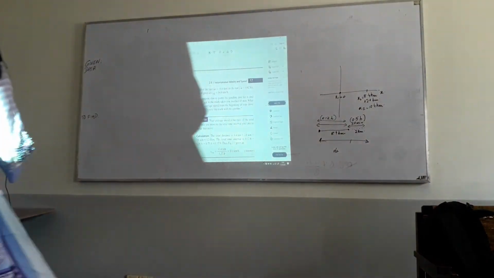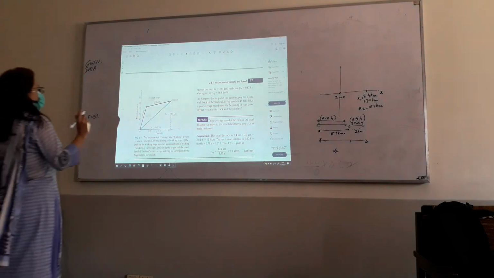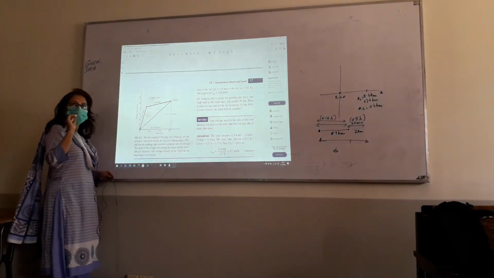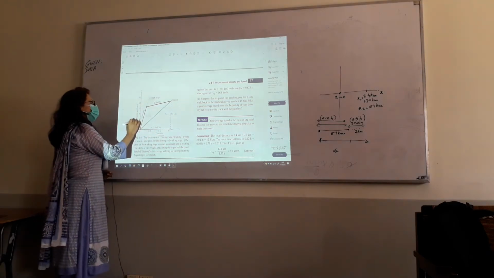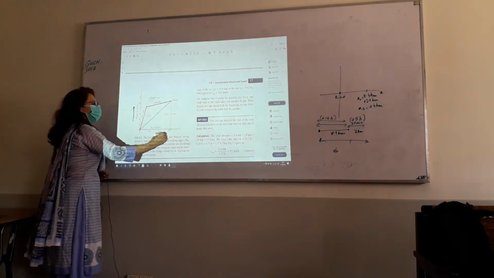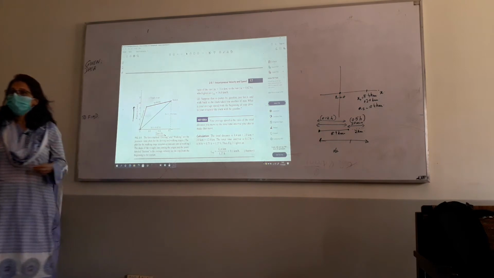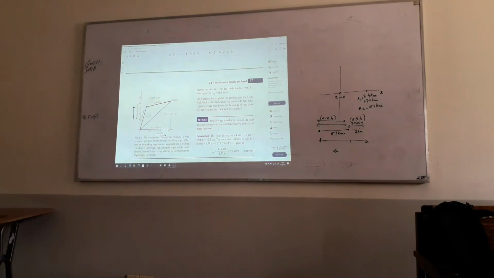Okay, so we can see the graph. The graph is between, again, the first step and the most important step is to understand what's along the x-axis and what's along the y-axis. Okay, so along the x-axis we have time, along the y-axis we have position.